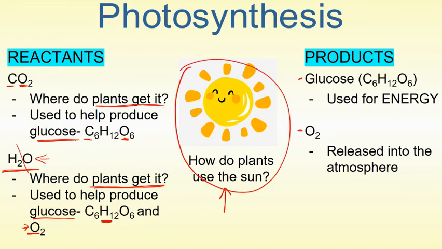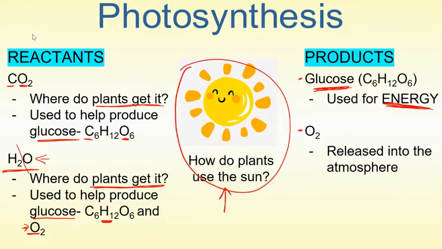So when we look at our glucose molecule, C6H12O6, again, that is this high energy sugar or carbohydrate that can then be stored in the plant and later broken down for energy for the plant to use for all of those things that plants need to do to continue living.